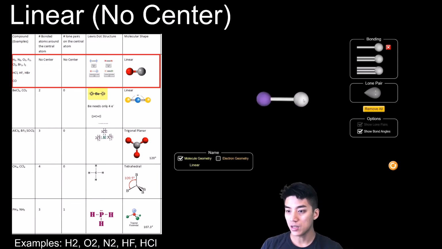This could be an H2 where they're both hydrogens. It's both the same atom. It could be an HF where it's a hydrogen and a fluorine, which are bonded together. But in both cases, they're going to form a linear shape.